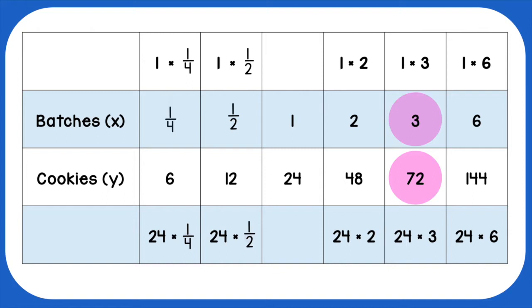Let's look back at our table. If I want to make 72 cookies, I will need to make 3 batches. If we look above the batches row and below the cookies row, we can see that we multiply the ratio of 1/24 batches to cookies by 3 to get a total of 72 cookies. If we multiply each of these by 3, we will also have to multiply the total amount of each ingredient by 3 to find out how much we will use in the recipe.